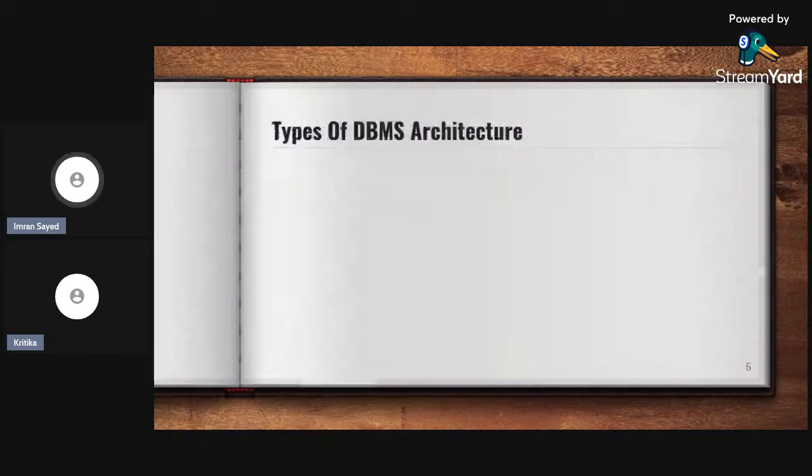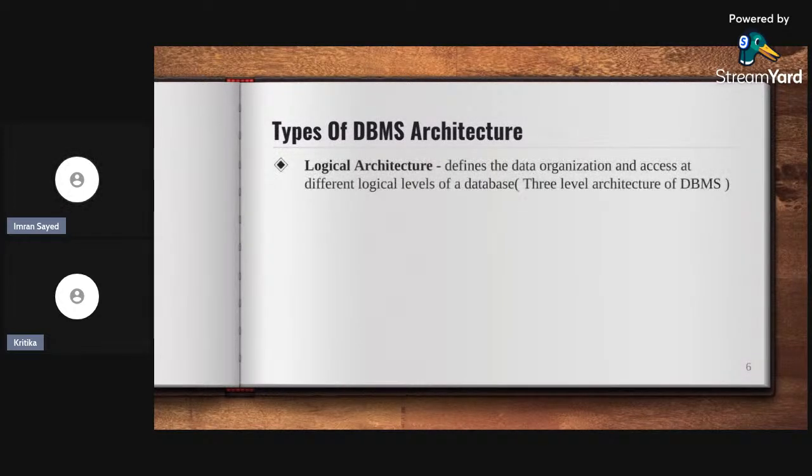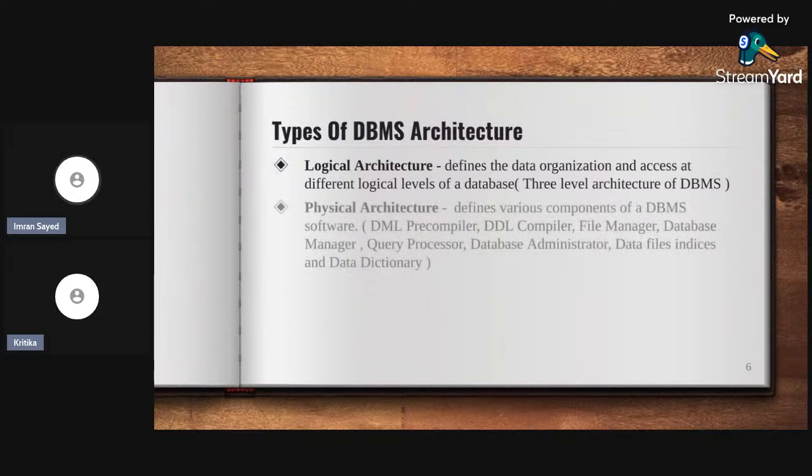Okay, what are the different types of data management system architecture? You have logical architecture, which defines the data organization and access at different logical levels of the database. That is the three-level architecture of the DBMS. And then you have physical architecture, which defines various components of a database software: DML pre-compiler, DDL compiler, file manager, database manager, query processor, administrator, files, indices, and dictionary. So basically, two types of architecture: logical and physical.